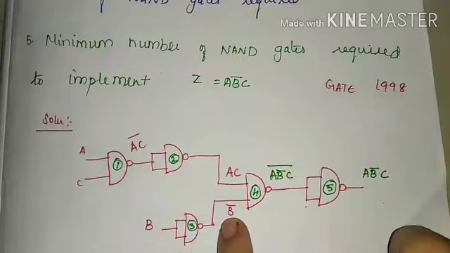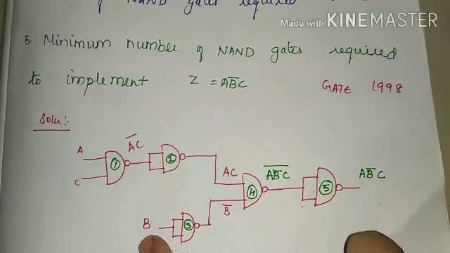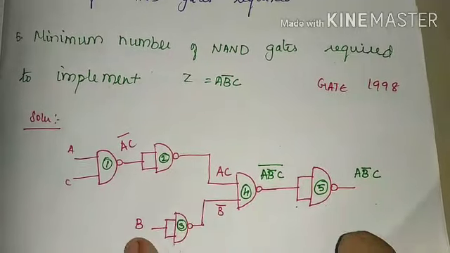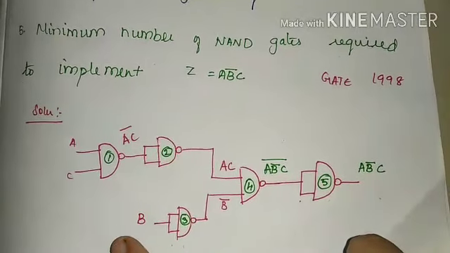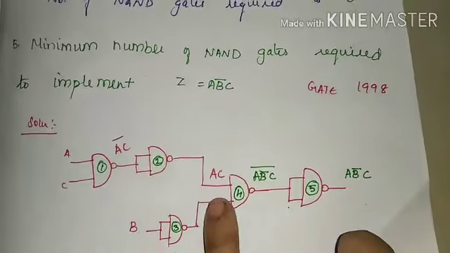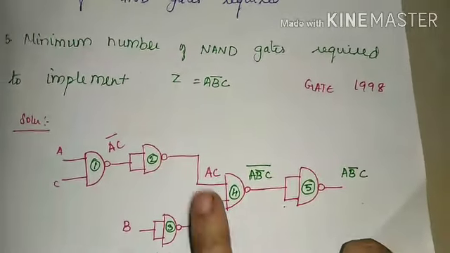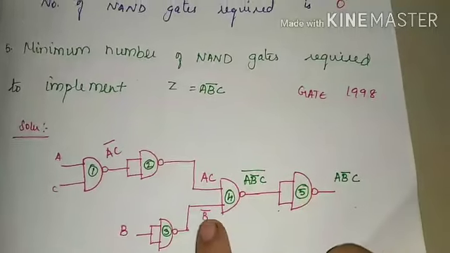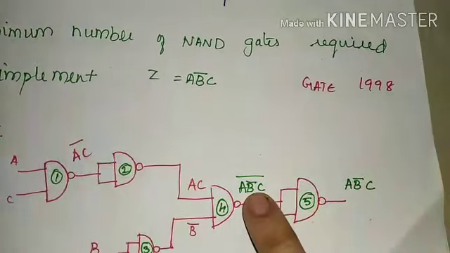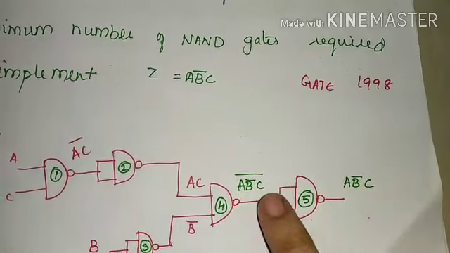On the other side we are having B bar, right? In order to find B bar, we are connecting both the inputs of a NAND gate to the variable B, so we will get the value as B bar. So AC and B bar are entering into this fourth NAND gate. It will give us the value of A, B bar, C, the whole bar.